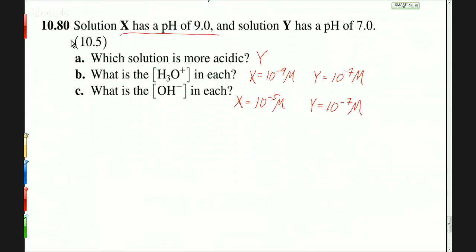The zones will be the middle one, yeah, the chart. So 14 minus 9 is 5. So the hydroxide ion concentration is 10 to the minus 5.